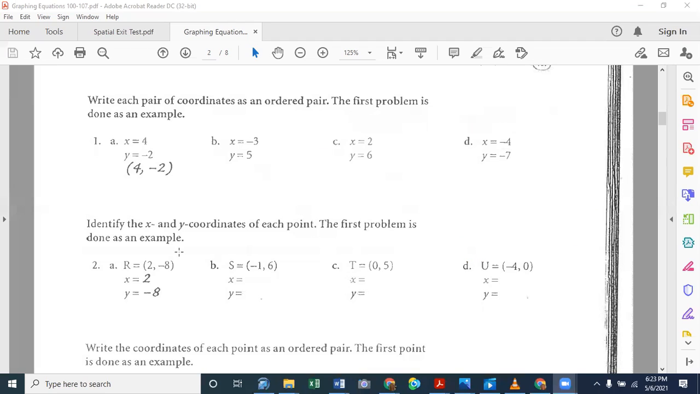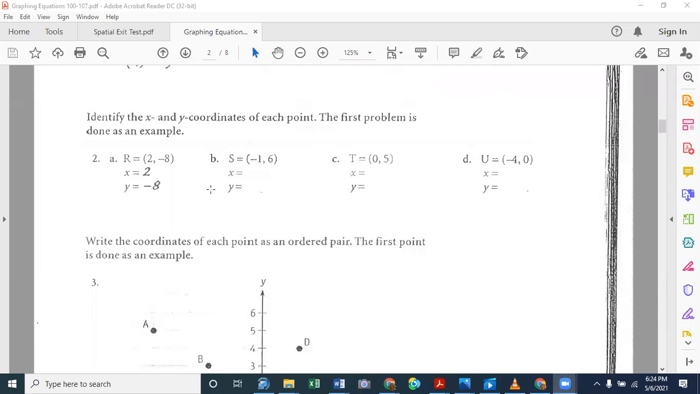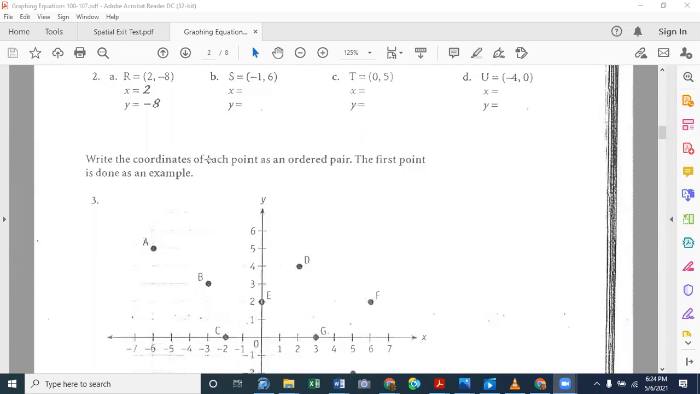But now they're saying, well, which one's x and which one's y in this ordered pair? So if you look at this one right here, which point is x? -1 or 6? Right, -1 because x comes before y in the alphabet and x always comes first in an ordered pair. And 6 is your y value. Okay, I think you'll be fine on those. Let's move down.